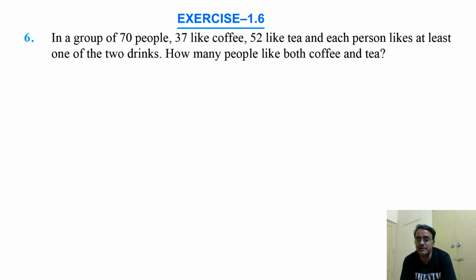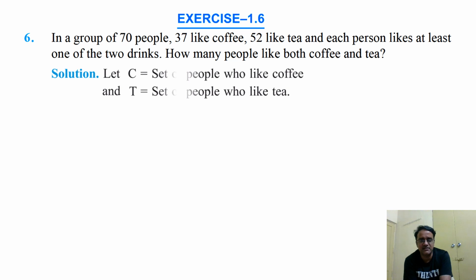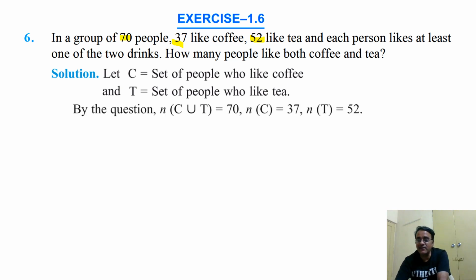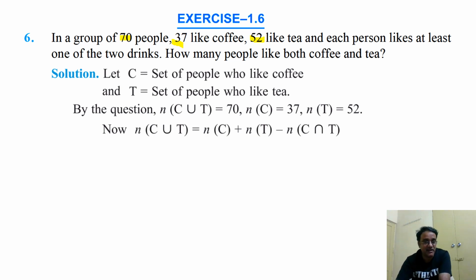In a group of 70 people, 37 like coffee, 52 like tea, and each person likes at least one of the two drinks. That means, what is given? How many people like both coffee and tea? That means we have to find the intersection. Okay, we'll take two sets first. C for coffee, capital T for the set of people who like tea. Now N of C is given, that is 37, and N of T is given, that is 52, and 70 is C union T.